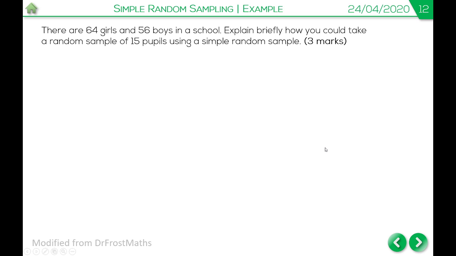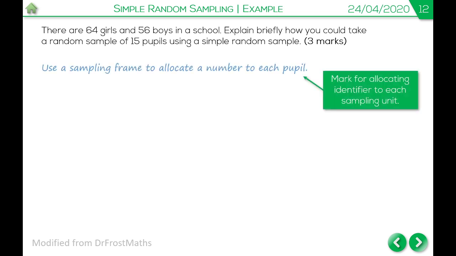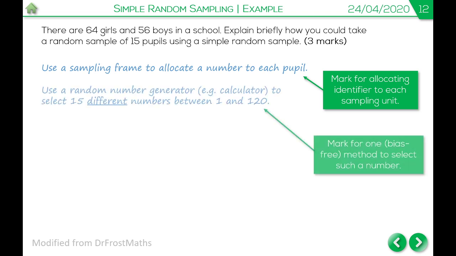Okay, so the first thing we need to look at doing is obtaining a sample frame and using it to give everybody an identifying number. Next up, we need to use a random number generator to select people. So in this case, we've got 120 people. So we're going to generate 15 different numbers between 1 and 120. It is really key in here when you're giving an answer to this kind of question, you make it clear that you're not just selecting 15 numbers, you're selecting 15 different numbers.